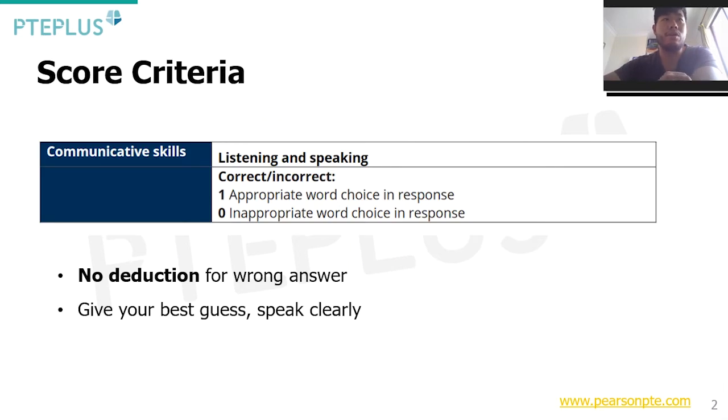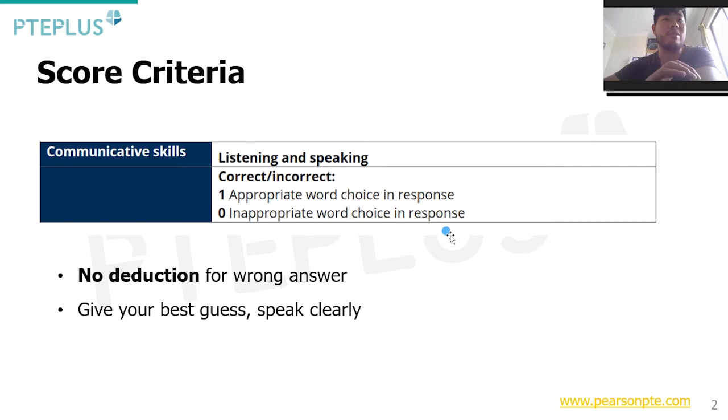So, answer a short question is surprisingly simple compared to the other speaking sections. You don't have any marks for pronunciation, you don't have any marks for fluency, instead it's just one content score for either being correct or incorrect. So if you have the correct answer, you will have 1 mark allocated for appropriate word choice in response, and you get 0 for inappropriate word choice in response.